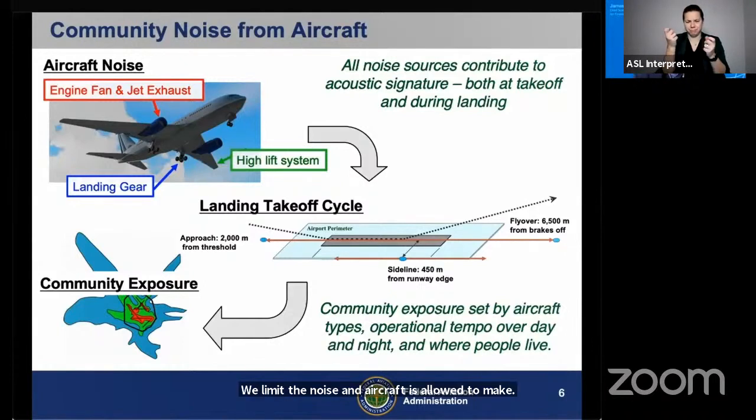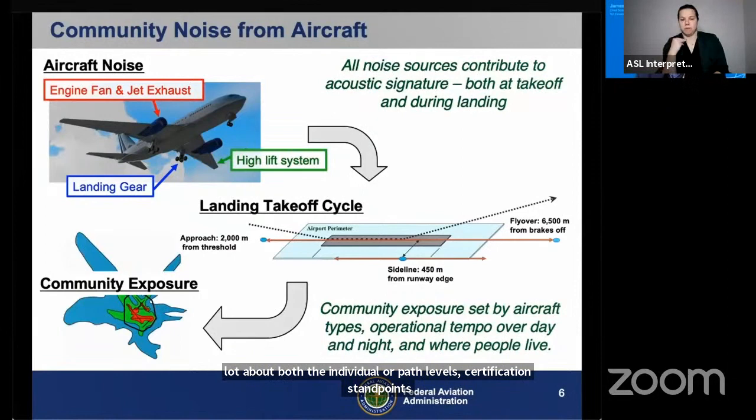Now, however, we know that communities experience noise in a different way, and an individual living in any place experiences noise based on the type of aircraft that are flown, the fleet mix, the tempo, how many are flying during the day, how many at night, and where the people are living in relation to the airports and the flight paths. So we think a lot about both of these, both the individual aircraft levels from a certification standpoint, as well as what the communities experience from a community noise perspective.